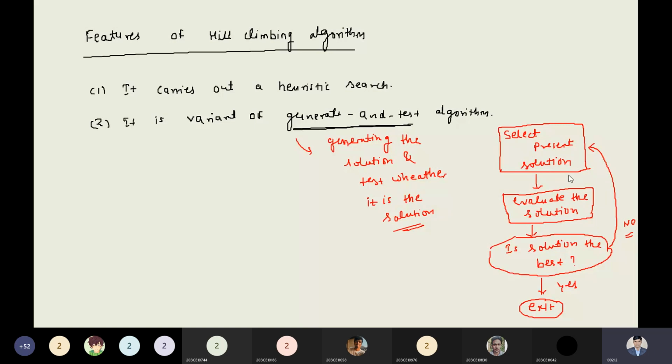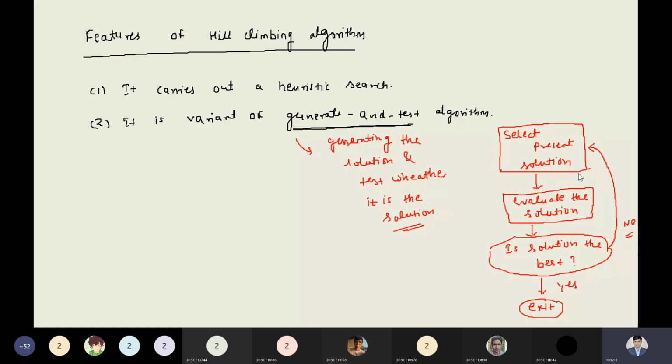The first step tells us to generate the possible solutions. We can have multiple solutions and evaluate to see whether it is the expected solution or not. That is the second step. The third step tells us that if the solution has been found, then we can quit; otherwise we go to step number one, that is, select the current solution. This is the basic, simple generate and test algorithm. Hill climbing takes the feedback from the test procedure, and the generator uses it in deciding the next move in the search space. Hence we call it a variant of the generate and test algorithm.